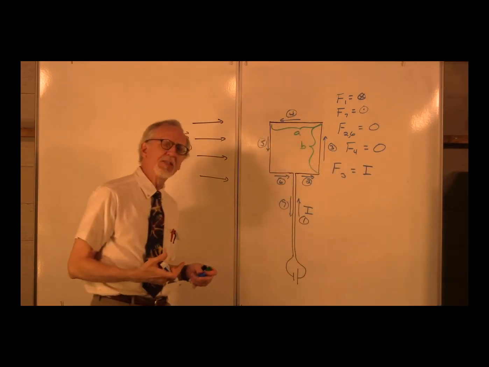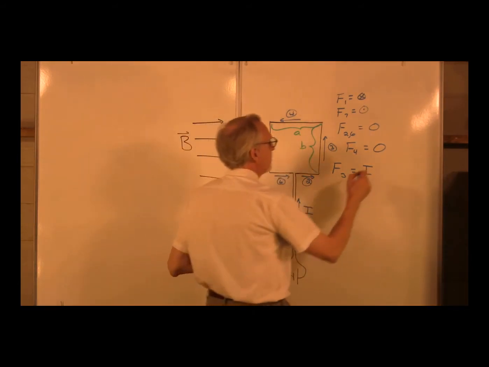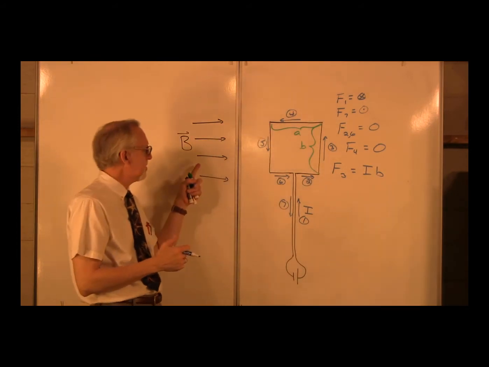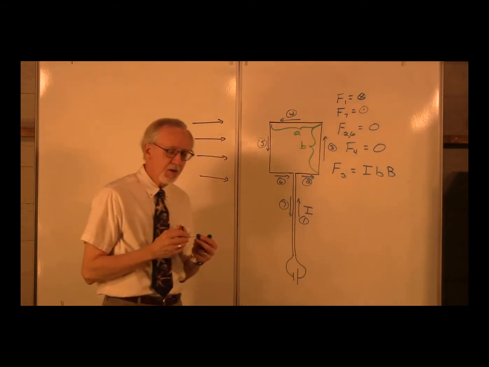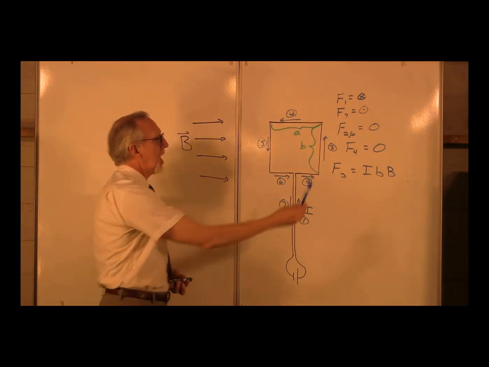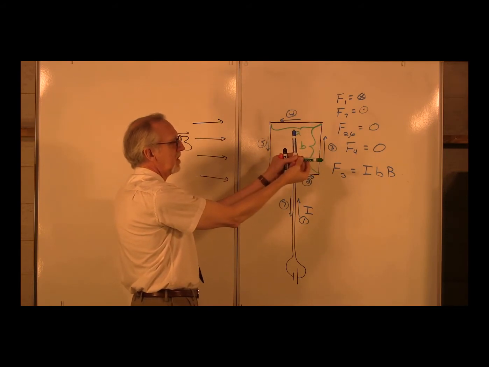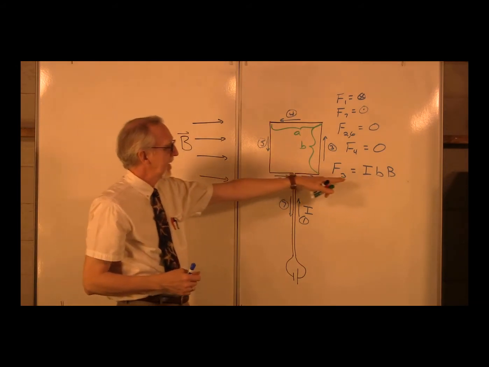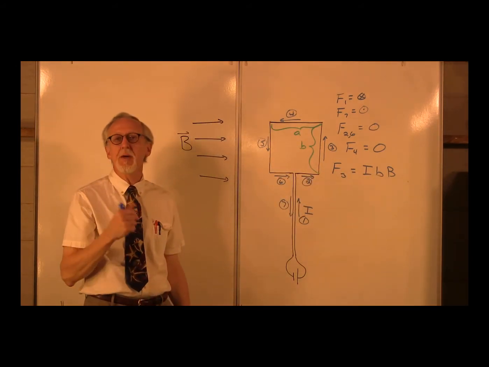L, what's L? What's the length? Well, in this case, it's little b. I L B, big B, the magnetic field, sine theta. What's theta in this case? I is this way, B is this way. What's theta? 90 degrees. Sine of 90 is 1. That's it. The magnitude of the force on section 3 is I, little b, big B.